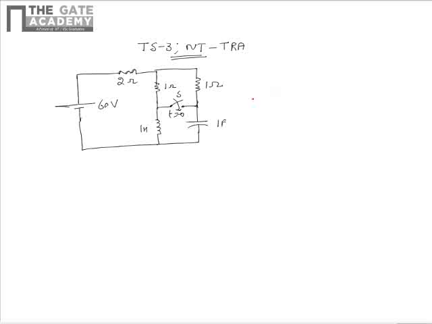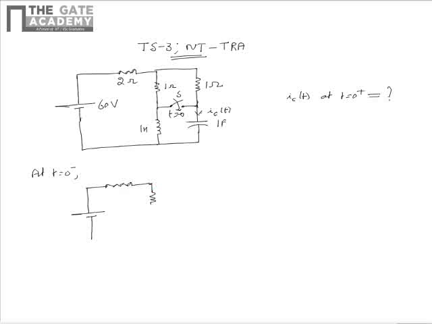As per the problem, we need to find the current through the capacitor, that is IC of t at t equal to 0 plus. So from the given data we can see that the switch S is closed at t equal to 0. For finding IC of t at t equal to 0 plus, let us analyze the circuit first at t equal to 0 minus. At t equal to 0 minus, the circuit would have reached the steady state, so the equivalent circuit can be drawn as shown.